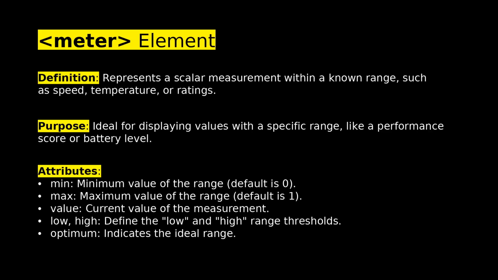And the low. It defines the low threshold, indicating the lower range of acceptable values. When the value falls below this, the meter might display a warning or be visually highlighted. High defines the high threshold, indicating the upper range of acceptable values. When the value exceeds this, the meter can be visually altered to show this. And finally, we have optimum. It specifies the ideal or optimum value range for the measurement. This is often displayed with different visual styling, signaling the best performance or value.